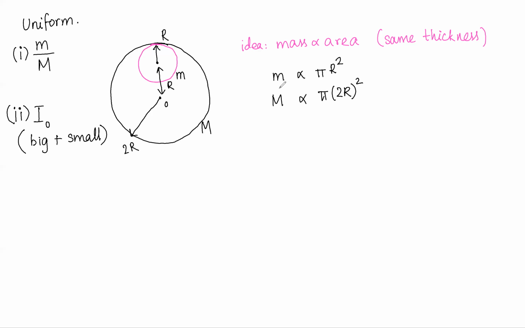Keep in mind, whenever you divide two proportionality equations, it becomes an equality. So if you write m divided by M, the two proportionality signs will become an equality sign. The pi is going to cancel. So you're going to write r squared divided by (2r) squared, which is equal to 4r squared. Now what will we write? The r squared is going to cancel. The value of m by M is equal to 1 by 4.